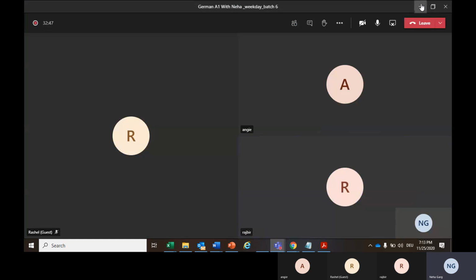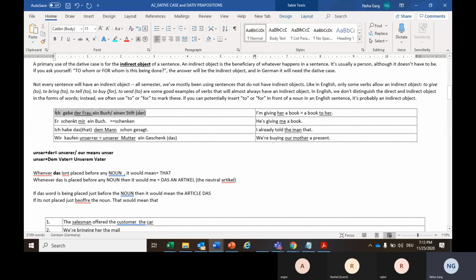Sorry. So, Rajvi, in this sentence, can you tell us what is nominative, what is accusative, and what is dative? Ich is nominative. Ein Buch is accusative. Yes, ein Buch or einen Stift, that is accusative. Der is dative, ma'am. What, der? Der Frau, Frau is dative. Not der, Frau is dative. Since it's dative, that is why we have kept it there.